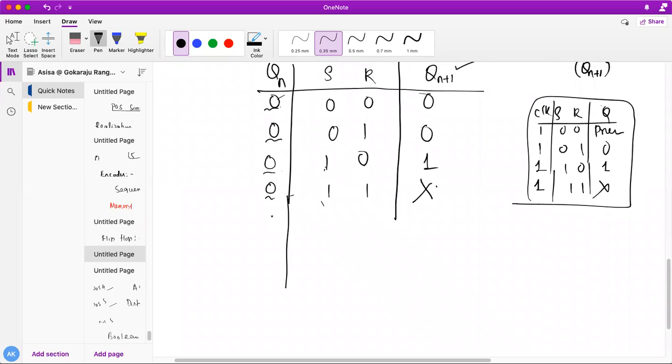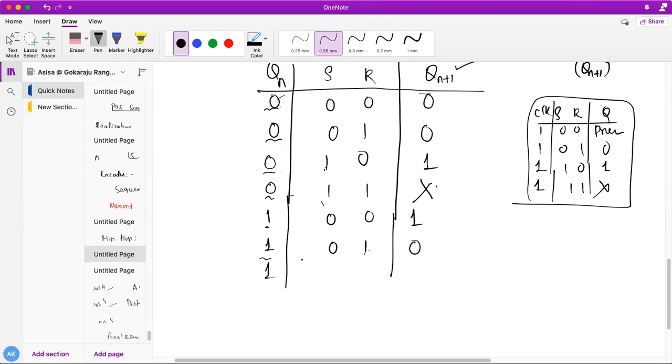So now Qn is 1, S and R are 0 0. What will it do? Whatever my previous value, it holds the same value. So output is 1. Next state Qn plus 1 is also 1. Now next, 0 1. What will it do? It will just check that reset is 1, so obviously my next state will be 0. Whatever my previous state, it doesn't care about it.